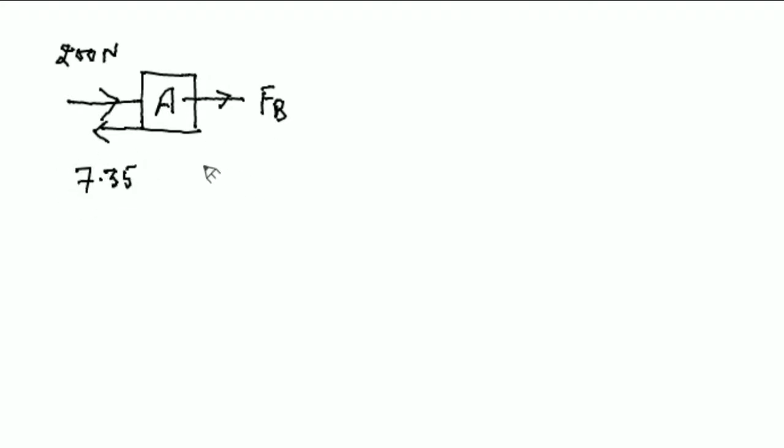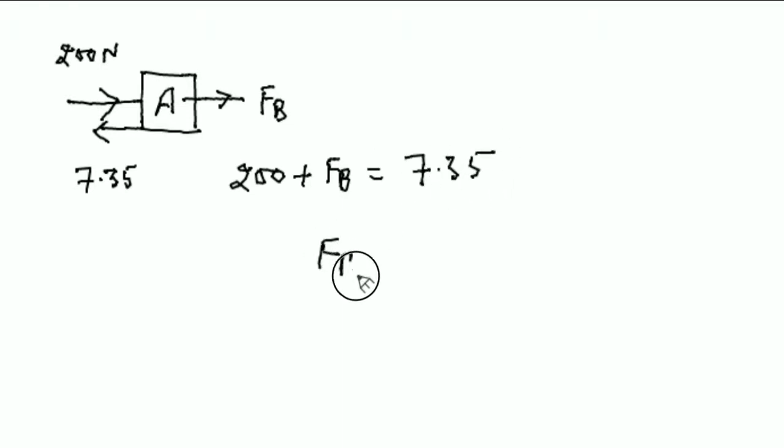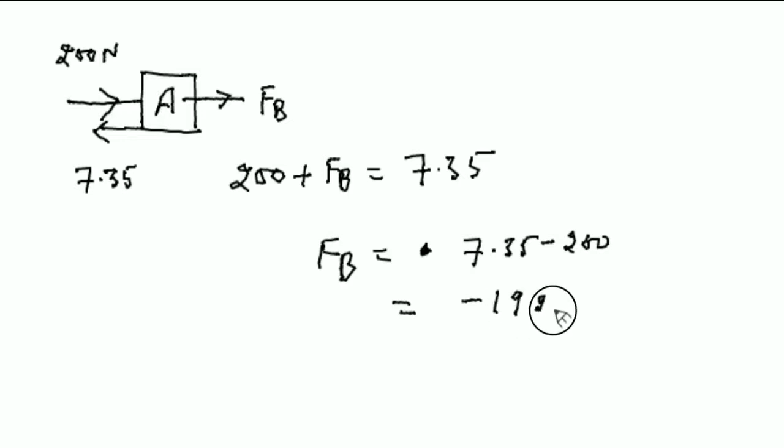So just write the balance equation. In the right direction you have the force 200 Newton plus FB, that equals 7.35. So what is FB? FB equals, you just have to find out, 7.35 minus 200, that equals minus 192.75. So the minus is showing that this much force is acting on A in this direction.